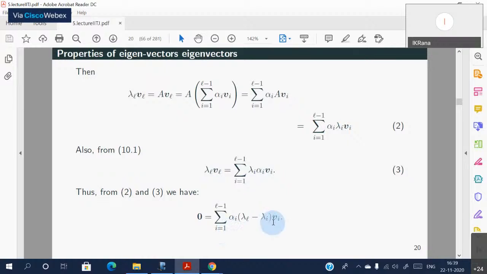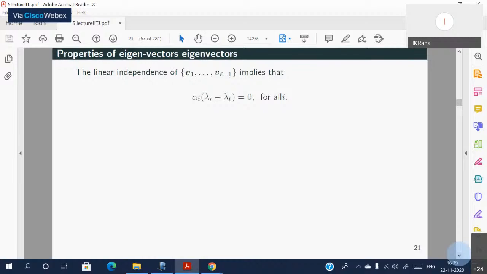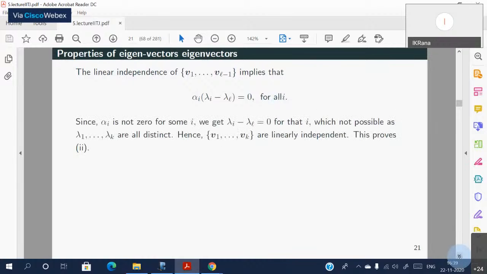And once it is equal to 0, I should have V1, V2, ..., V(L-1) linearly independent. So that should give you that the coefficients are all 0, for all i. But that is not possible because they are all distinct. Alpha i's are not 0. Since alpha is not 0, one of them would be 0, and that is not possible because the eigenvalues are assumed to be distinct.